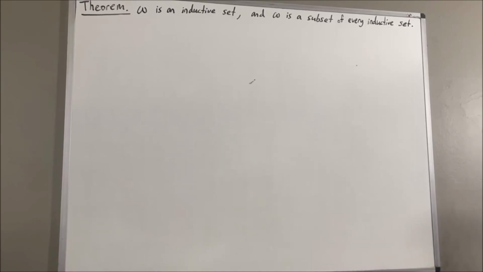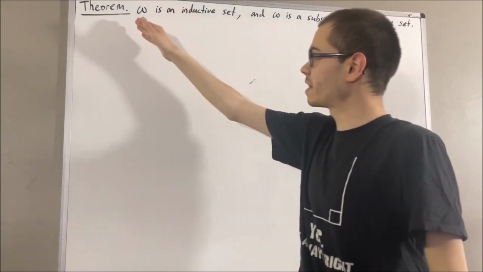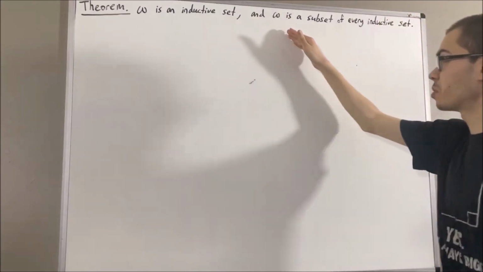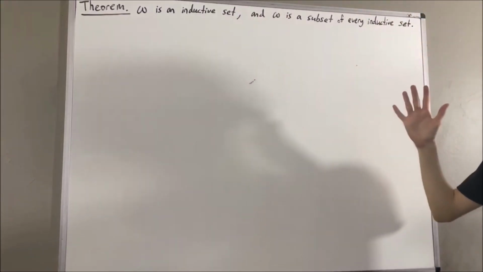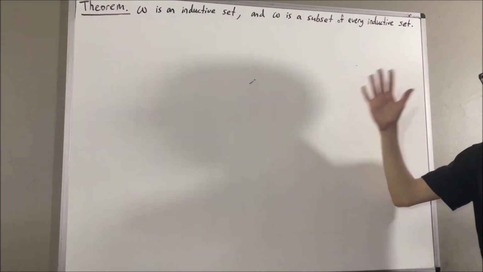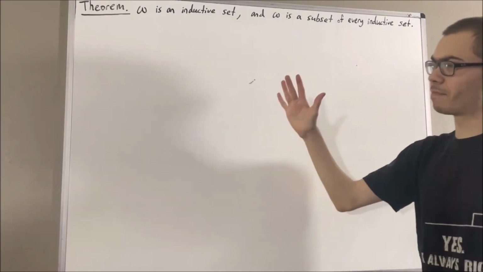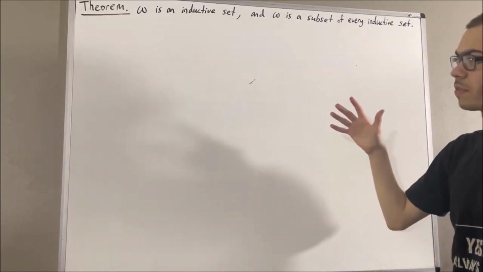Hello! In this video, we are going to prove the following theorem. The set of natural numbers is an inductive set, and the set of natural numbers is a subset of every inductive set. Now, the principles we're discussing in this video are based on Enderton's book on elements of set theory, and I'll leave a PDF version of that book in the description below.